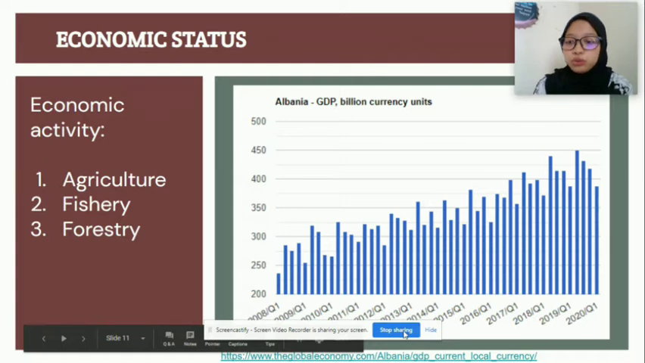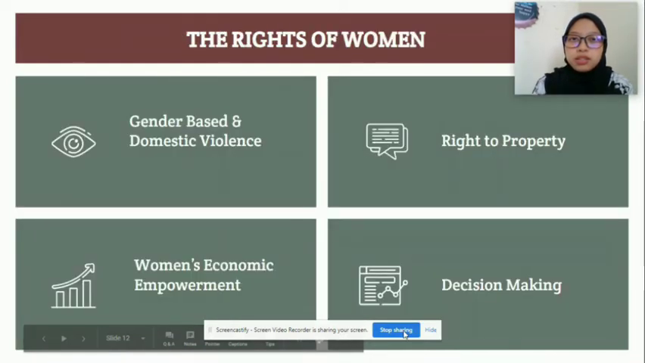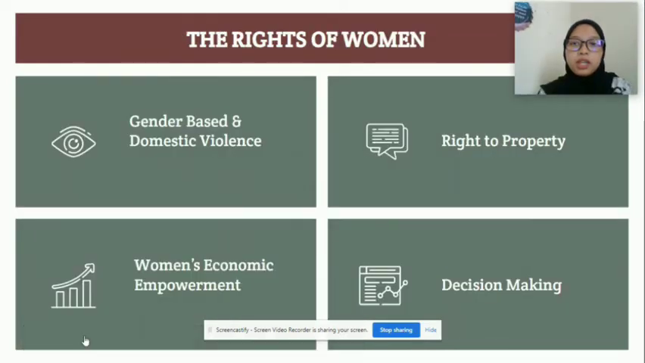So let's move to the rights of women here. I divide it into four. The first one is gender-based and domestic violence. The second one is women's economic empowerment. The third one is right to property, and the last one is decision making.